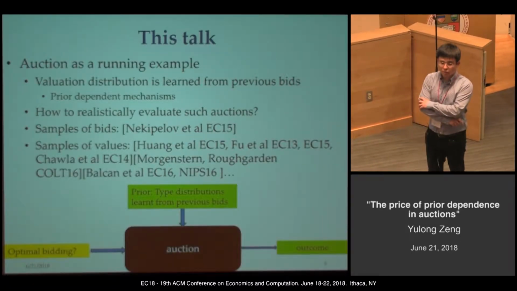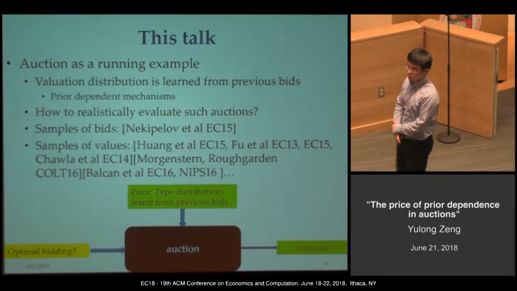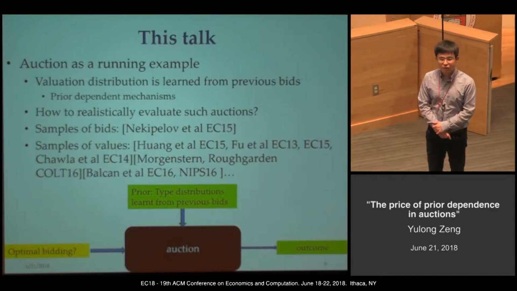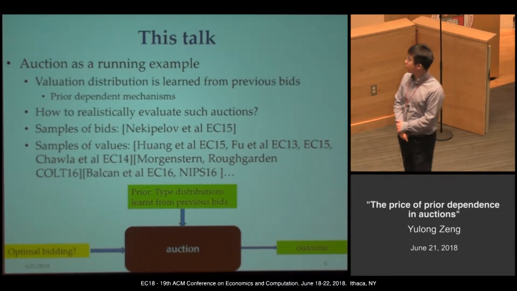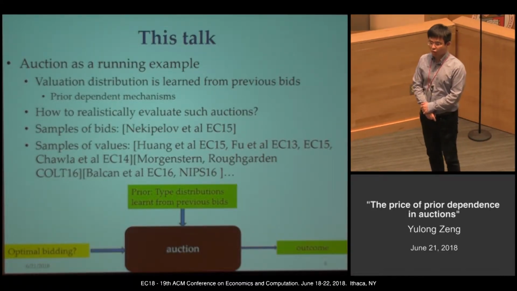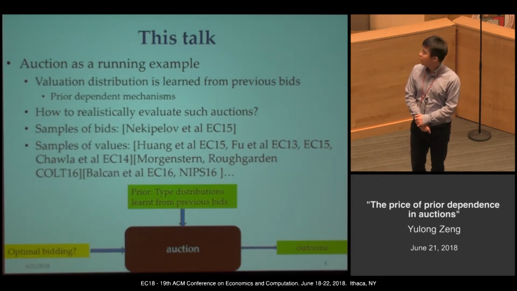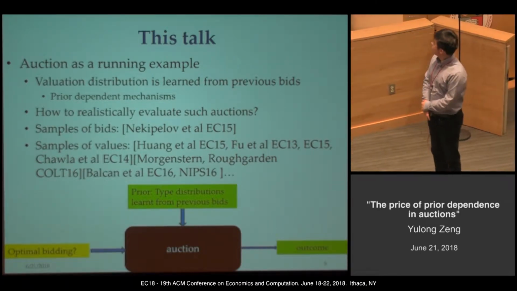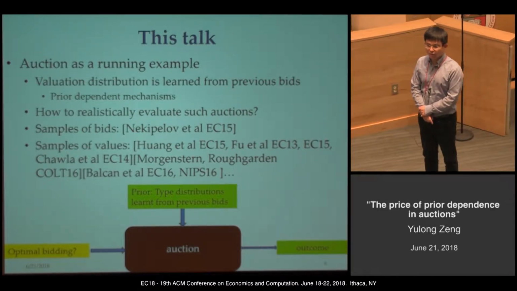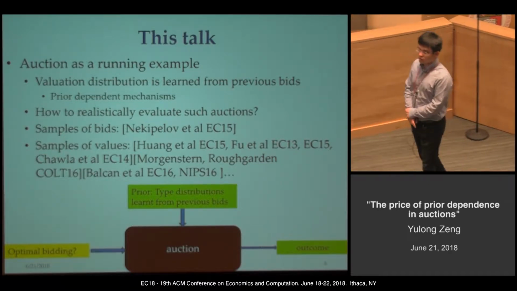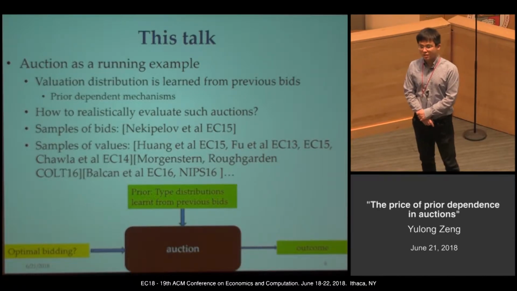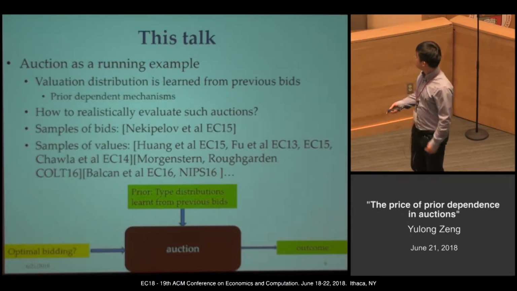Okay, in this talk, we will use auction as a running example to illustrate the problem. So the assumption here is that the valuation distribution is learned from previous actions, okay? And we are going to analyze this type of prior-dependent mechanism. And I want to mention that this follows from a large body of literature on using samples of past bids and samples of past valuations as input to design mechanisms, okay?